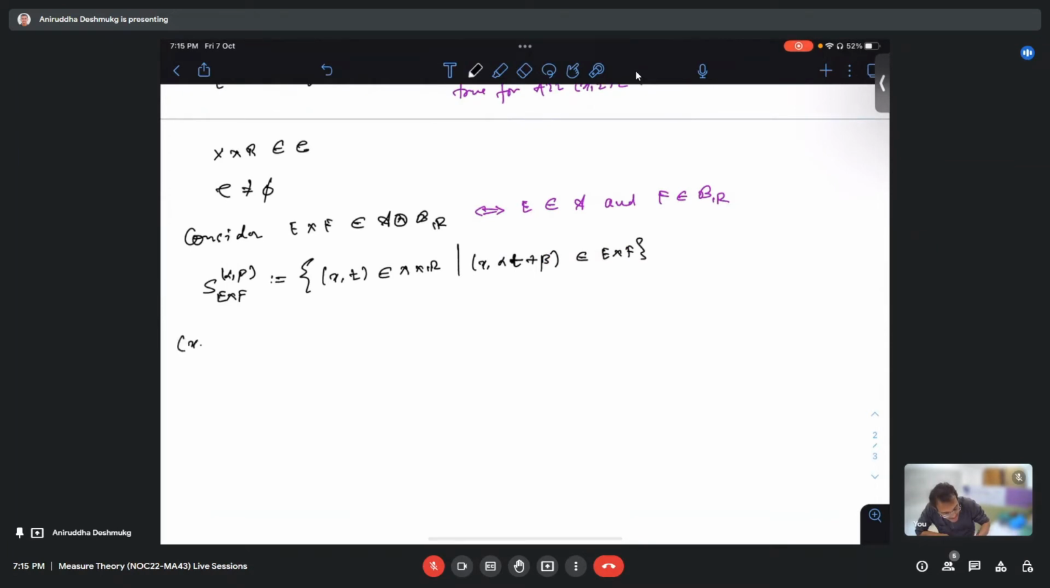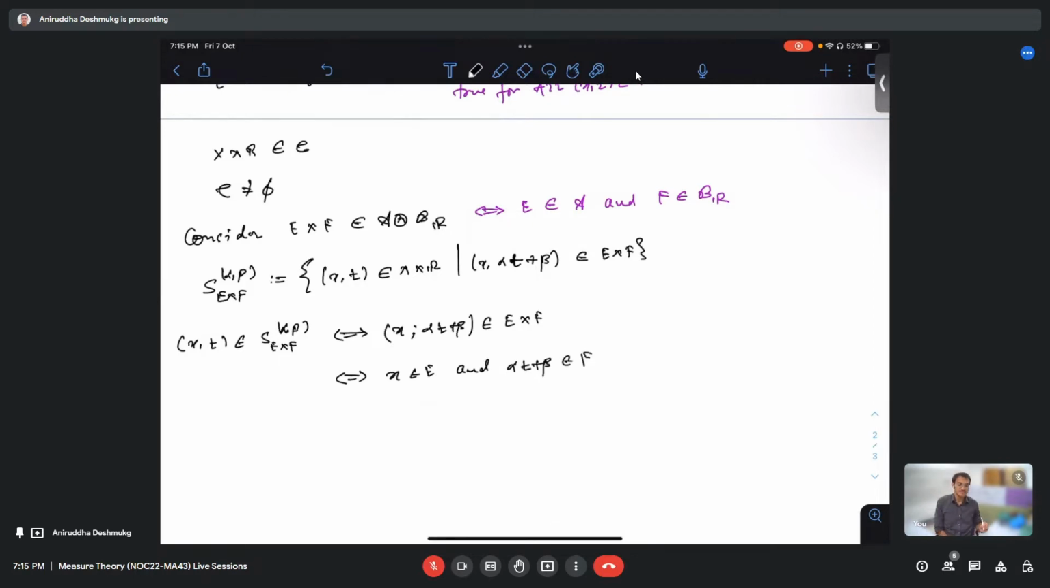But now let us try to see when an element can be inside this S of E cross F, alpha, beta. This is the same as saying x comma alpha t plus beta is inside E cross F. But this is the same as saying x is inside E and alpha t plus beta is inside F, right? So I can also say that x is inside E and t is inside 1 over alpha times F minus beta.